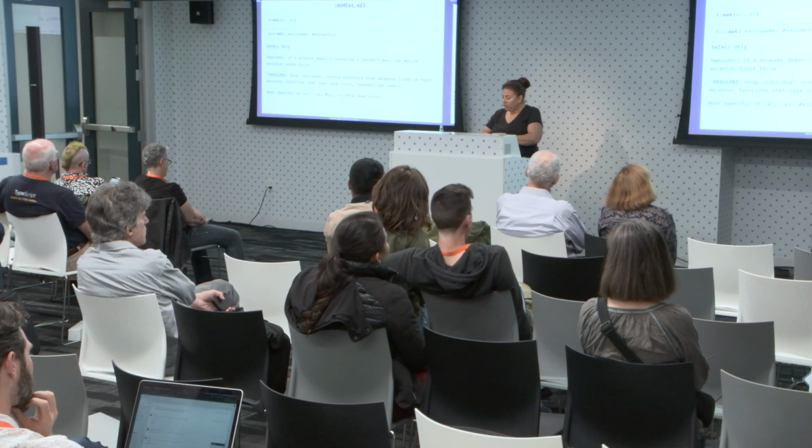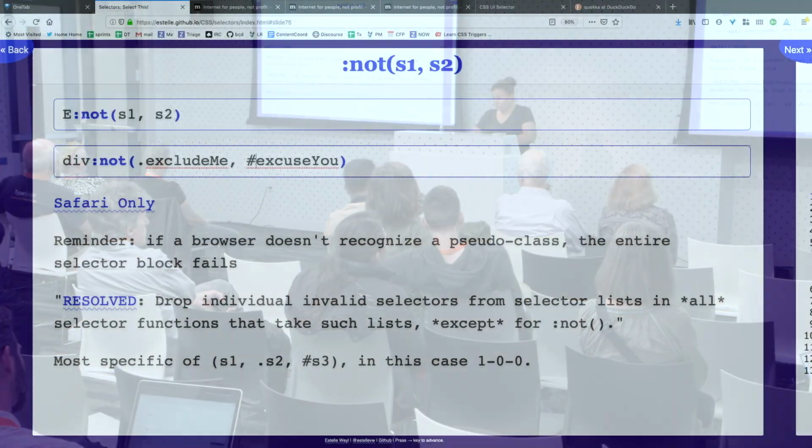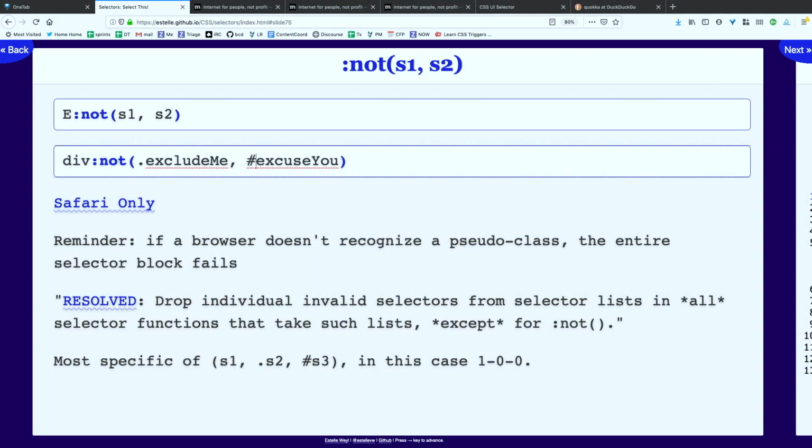So remember how I told you like 6.5 hours ago that if a browser doesn't recognize a pseudo-class, the entire selector block fails? They're making it so if it's in the :not, if it doesn't recognize something in the :not, don't worry, it won't fail. So they resolved, and I have a link to the conversation if you don't believe me. Because it's not actually in the specification, it's when I wrote this. Drop individual invalid selectors from selectors list in all selector functions that take such lists except for :not.